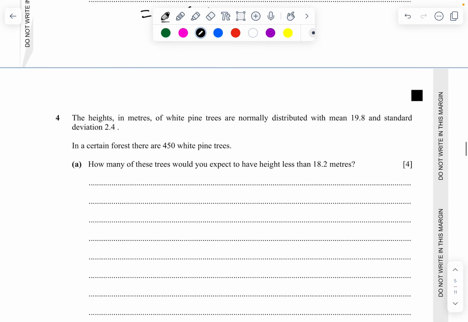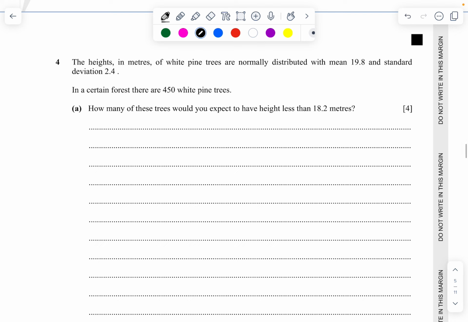Now coming to question number 4. The heights in meters of a pine tree are normally distributed with a mean of 19.8 and standard deviation 2.4. In a certain forest, 450 pine trees are there. How many of the trees would have height less than 18.2?